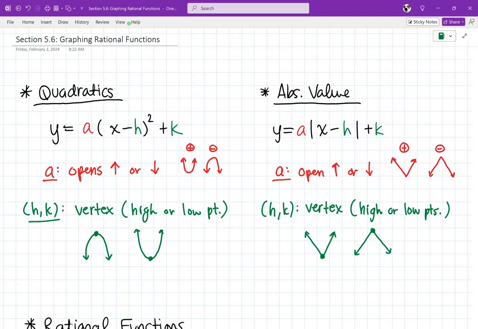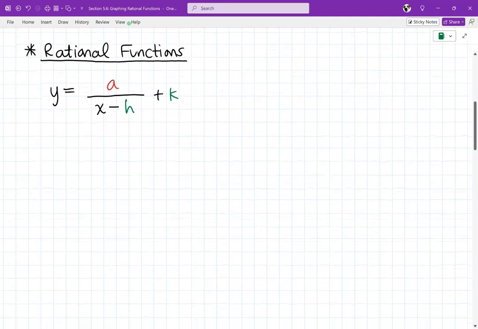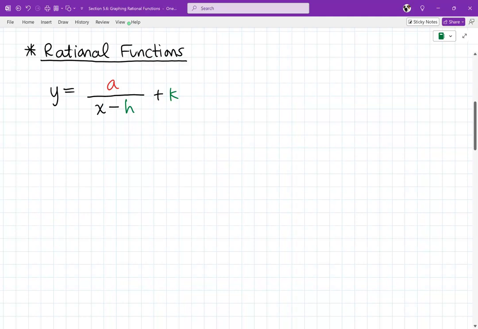But all right, so we learned that before. We've gone over it. We know the formula that it's supposed to look like. What does HK stand for? What does A stand for? Well, now we're going to move on to rational functions. Notice I did highlight the A, the H, and the K. Now the A still tells us its amplitude, like the way it opens, but there is no up or down in a sense. There's just a different way that it looks.